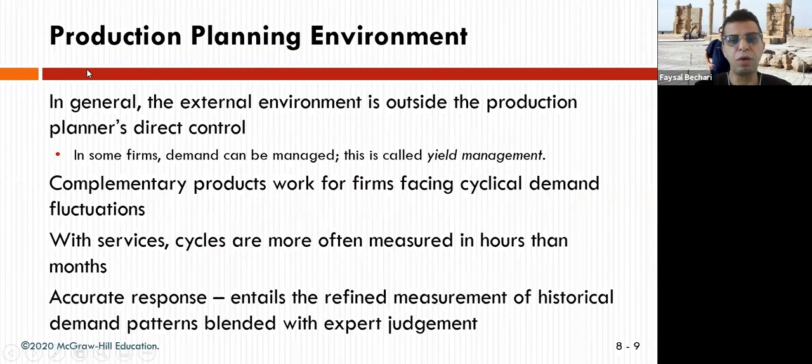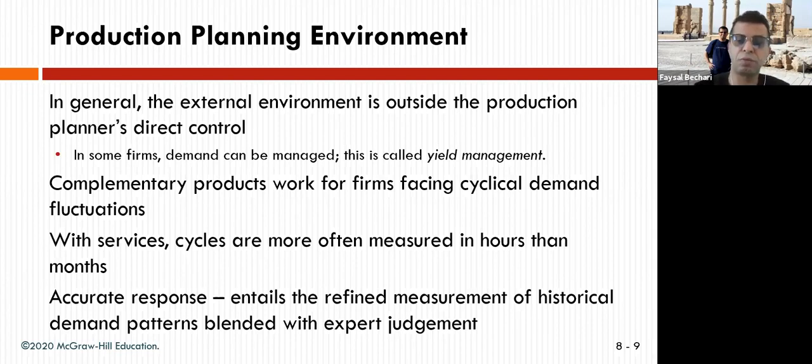Now, when it comes to the production planning environment in general, the external environment is outside what the production and the plants directly control. They're not controlling it; it's external. We have controllable and uncontrollable factors. In some firms, demand can be managed, and this is called yield management. So if I'm controlling the demand, that's our best situation, which is called yield management.